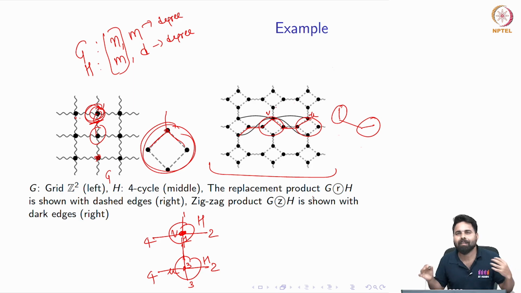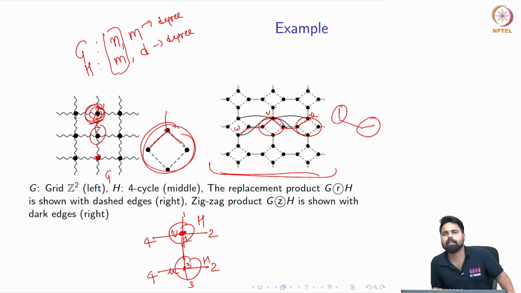So then you have an edge between these vertices, let me call it W. In this way, for every pair of vertices in this replacement product, if such a possibility exists, you put an edge between these two vertices.